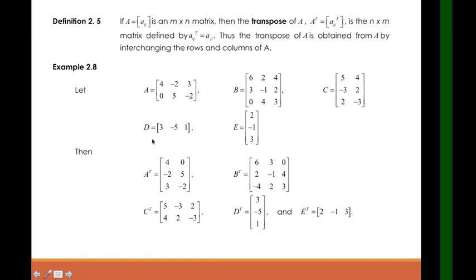And for the D, transposition of D, we have 3, negative 5, 1, column, so patayo siya. It is a 3 vector. And then for E, which is a 3 vector, so magiging one row lang yan. So 2, negative 1, 3. So ganun lang yung transposition, okay? Unahin mo yung row at gawin mo siyang column. Okay, ganun yung parang easiest way, para mas madali mo siyang makuha.